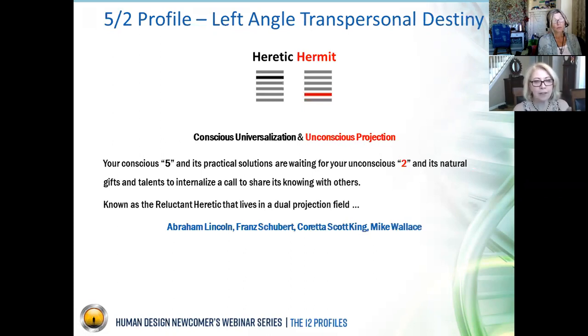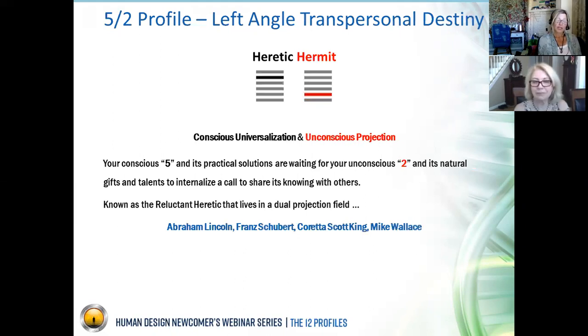So when we look at it with the conscious 5 and the unconscious 2, these people have to internalize a call. They call themselves out in a certain way rather than waiting for the network to call them out. Known as the reluctant heretic that lives in a dual projection field. So you'll remember we talked about the 2-5, and Lynette, what did you call it? The something dual projection field? The double whammy is what I said, the dual projection field, yeah. Yeah, the reluctant heretic. So this heretic calls itself out. Okay. Abraham Lincoln, Franz Schubert, Coretta Scott King, and Mike Wallace, some famous heretic hermits.